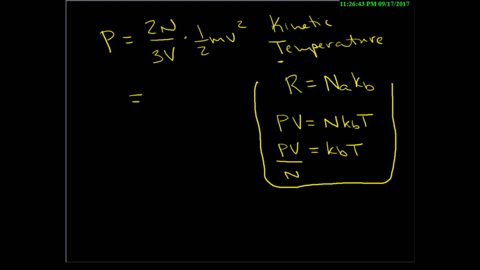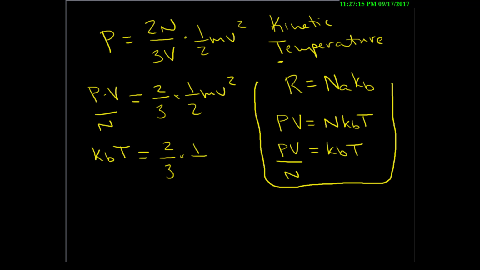Let's come over here and algebraically rearrange our kinetic pressure equation. And we can also say that P times the volume over N is equal to 2/3 times 1/2 mv squared. We can substitute in our definition for PV over N, which we have over there, and say now that the Boltzmann constant times the temperature is equal to 2/3 times 1/2 mv squared. You'll notice that we can continue to eliminate our factor of 2 to get kBT equals 1/3 times the mass times the velocity squared.